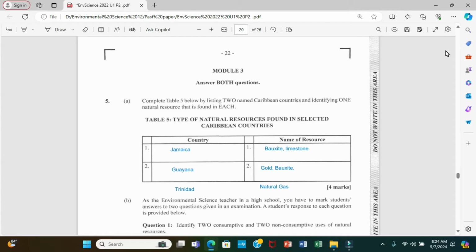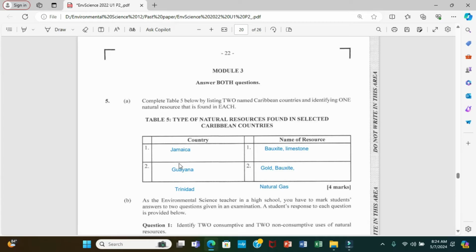All right, let's jump right into it. So this is actually question 5. Also, module 3 here starts with question 5. So 5a, it says complete table 5 below by listing two named Caribbean countries and identifying one natural resource that is found in each. Alright, so they already give you the table here.